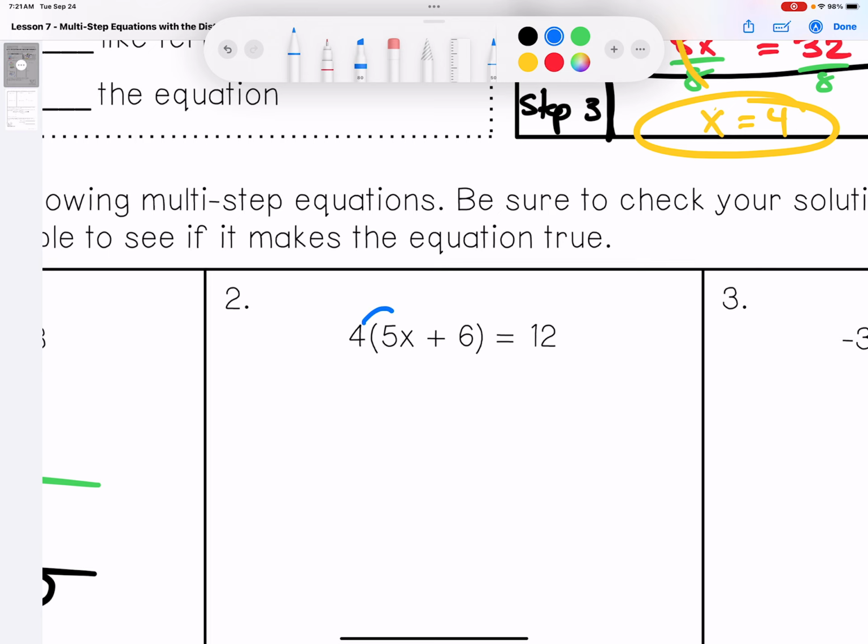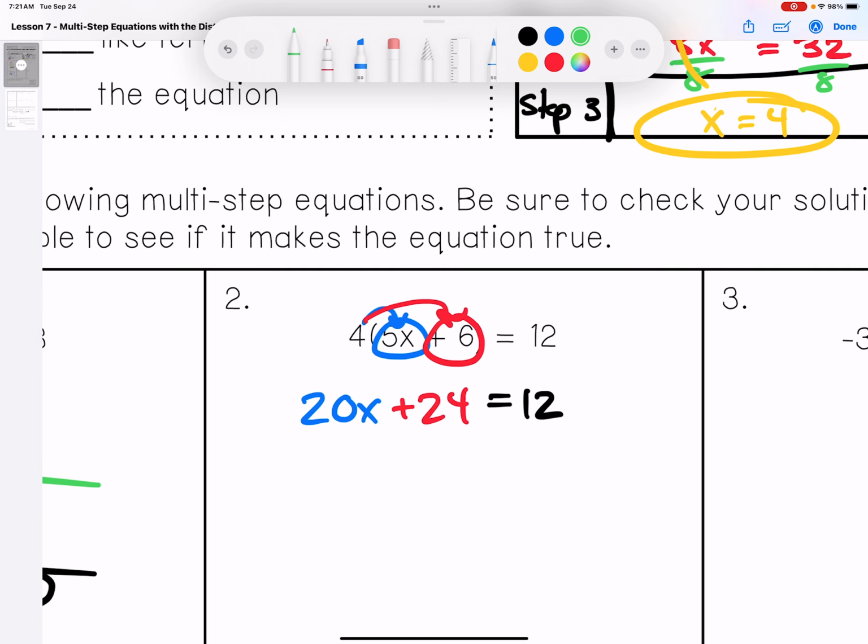All right, 4 times 5x, and then 4 times positive 6. 4 times 5x is 20x. 4 times 6 is positive 24. I did not touch the 12, so just bring it down.